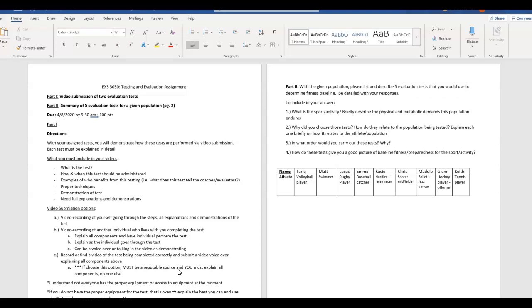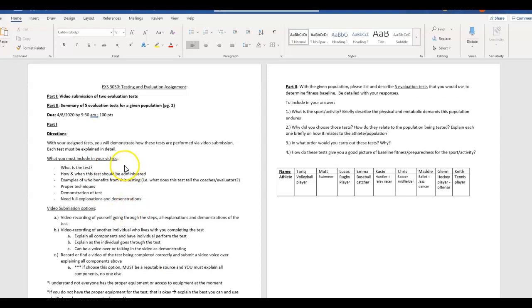That is not every single test that can be done because it would take probably forever to get through absolutely all different types of testing and evaluation for different athletes, but this is a really good overview of different types of strength tests, aerobic tests, sprint tests, agility, balance, flexibility. So we're going to use this lecture to jump off of with this assignment here.